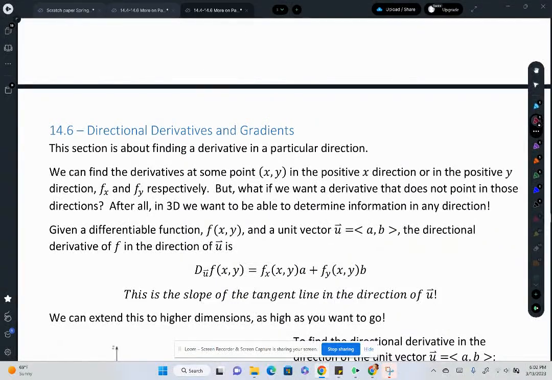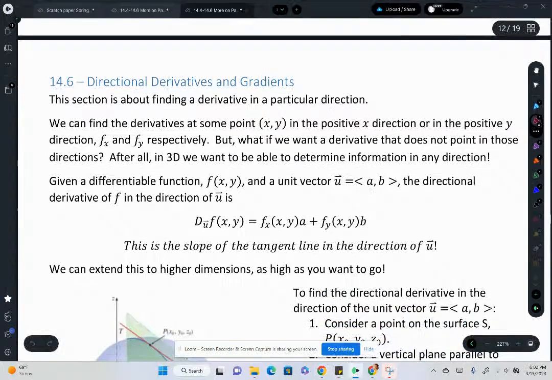Today we're going to talk about directional derivatives and gradients. So in this particular section, we are finally going to be able to do what we've been talking about in class a lot, which is finding a derivative in any direction. We'll have particular directions that we're calculating derivatives in, but the idea is that before we were finding derivatives at some point and it was like in the positive x direction or it was in the positive y direction. So those were the first partials, f sub x and f sub y.